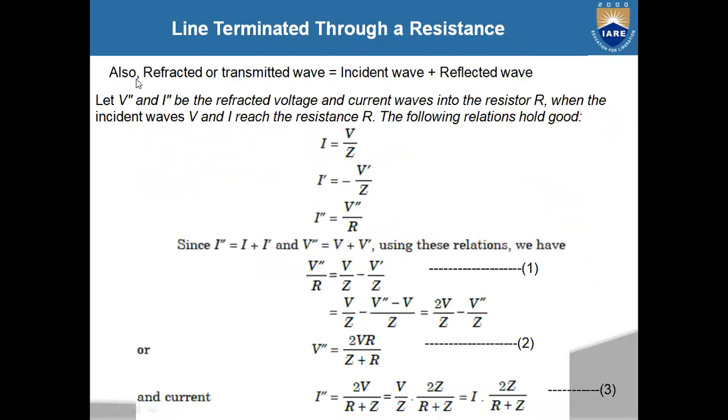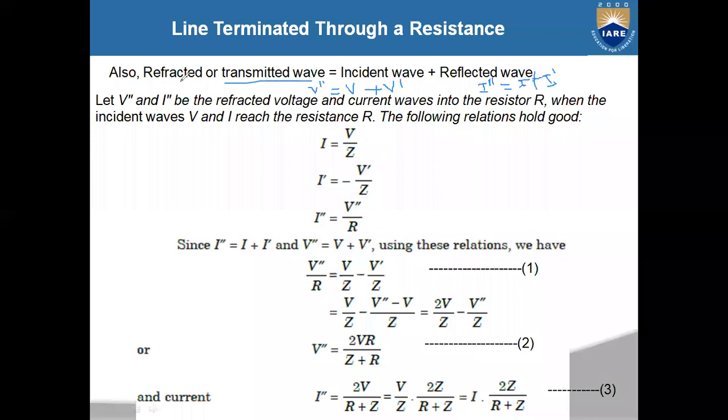Now you also know that the refracted or transmitted wave will be equal to the sum of the incident wave and the reflected wave. So if you take the transmitted voltage wave, V double dash is equal to V plus V dash, where V is the incident voltage wave and V dash is the reflected voltage wave. If you take the current, then I double dash will be equal to I plus I dash.